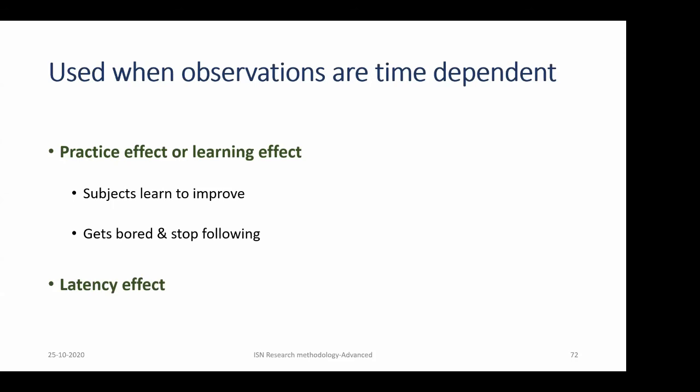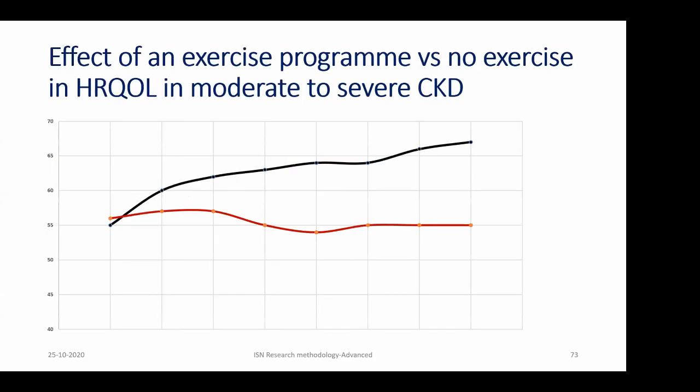Another scenario, there might be an effect, but the effect might be apparent only after a period of time. In such scenarios, it might be better to use a repeated measures ANOVA rather than taking the final score. I will show you a few examples.